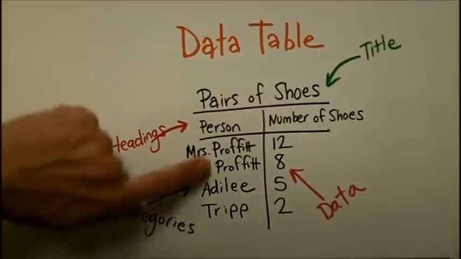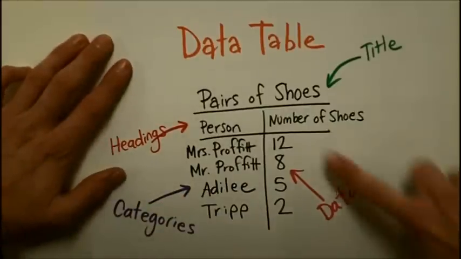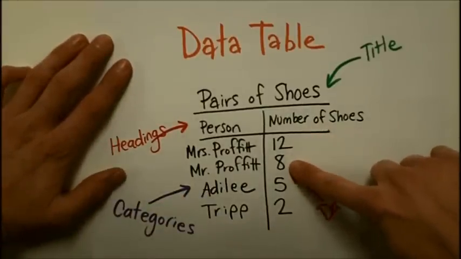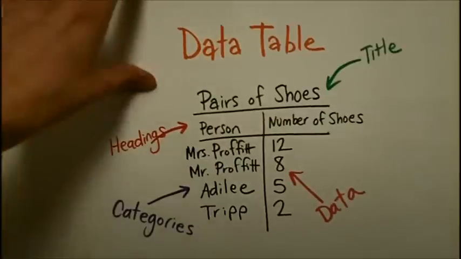We have here, these are the categories: myself, Mr. Prophet, Adley, and Trip. And on this side, we have the data that was collected. I have 12 shoes. Mr. Prophet has 8 pairs of shoes. Adley has 5 pairs of shoes, and Trip has 2 pairs of shoes. We'll come back to that data in a minute.